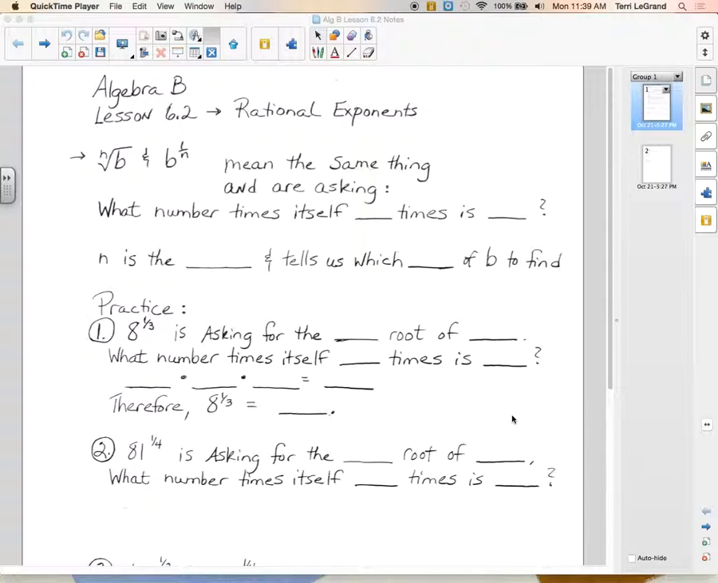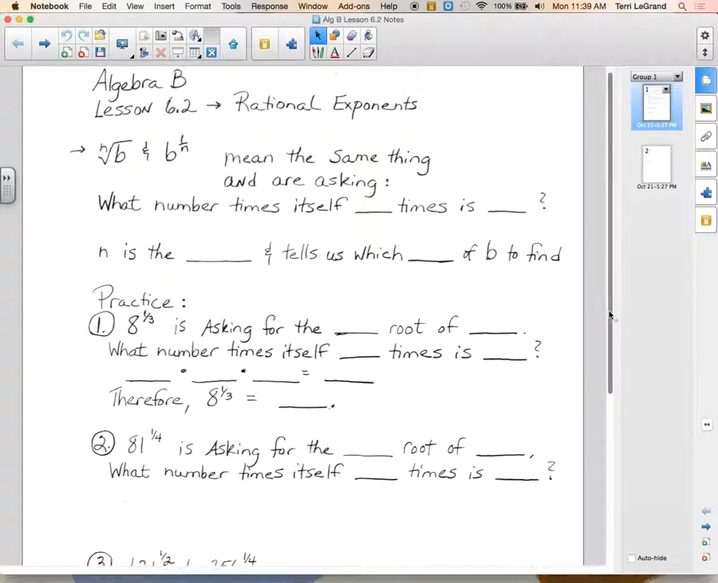Ratio. A comparison of one to another can be written as a fraction. So rational has the word ratio in it. What we're talking about when we talk about rational exponents is that you're now going to have powers where the exponent is a fraction. How are you going to deal with a fraction as the exponent? So let's start right here.